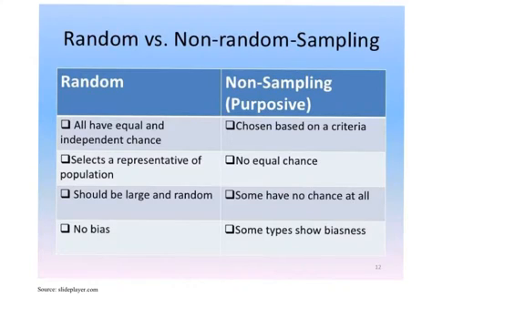What it looks like for a sample to be random, and that means a good sample without bias, is that everybody has an equal and independent chance to be part of it. It selects a complete representation of the population. It should be large and random, and it shouldn't have any bias. Whereas if it's not random, the opposite of that is they are chosen based on a criteria. There is no equal chance. Some will have no chance at all, and there will be some type of bias. This is just to help you differentiate between a random and a non-random sample.